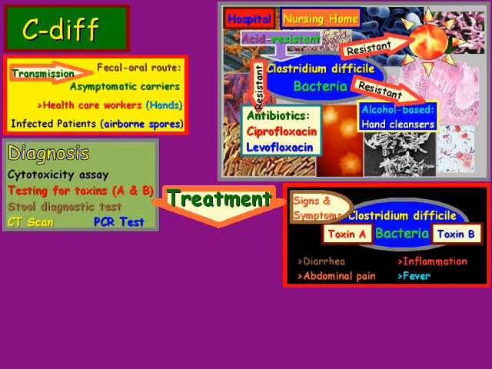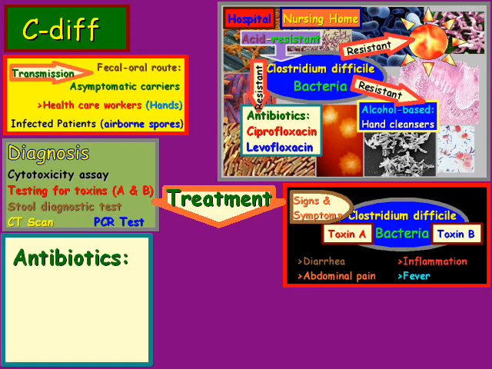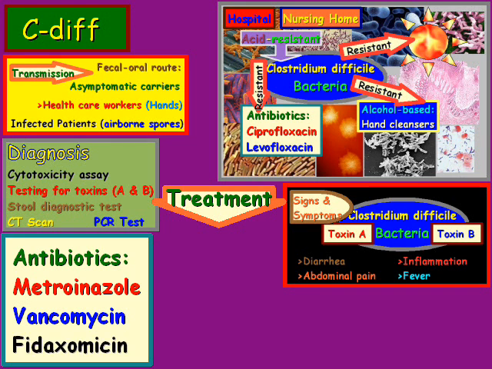Now, what forms of treatment are used? Well, as we mentioned earlier, certain strains are resistant to certain types of antibiotics, but there's other antibiotics that are effective. Those antibiotics include metronidazole, that's one. Vancomycin is another. And a third one that's found to be effective is fidaxomicin.